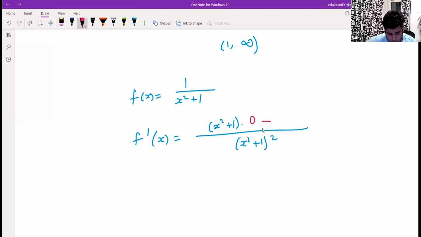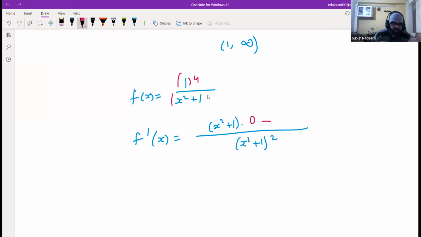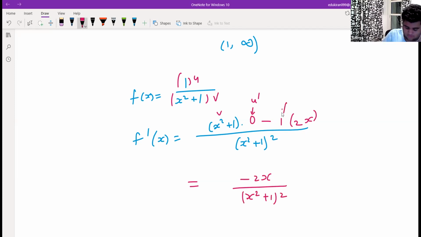What I got is 1 into x squared plus 1 minus 2x plus 0 into 1. No, if you are applying the quotient rule, this is u, this is v. So this is v squared, then this is v, this is the derivative of u. The derivative of u is 0 because 1 is a constant. Minus 1, derivative of v is 2x. So this will finally be minus 2x. The 0 part will vanish, over x squared plus 1 whole square. Yes, sir.